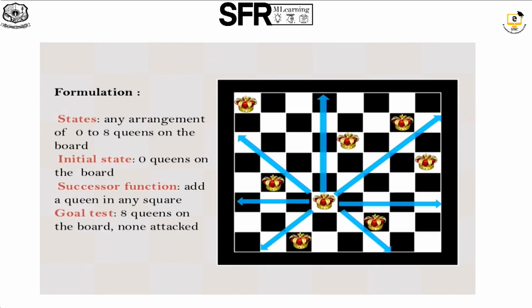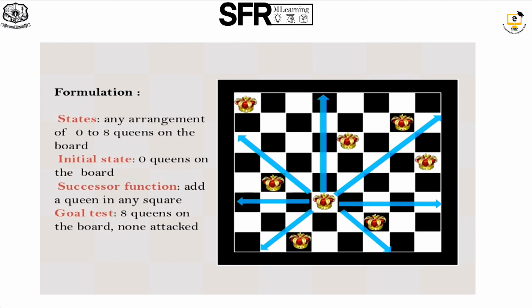Now what is the problem formulation? There are actually states in the chessboard. If you consider first the empty chessboard, there will be 0 queens on the chessboard. This is the initial state, and then we will be applying the function in such a way that we add 1 queen at a time in a square.